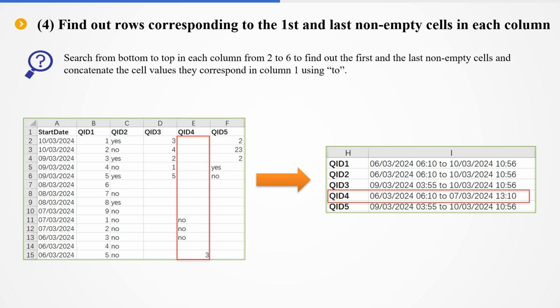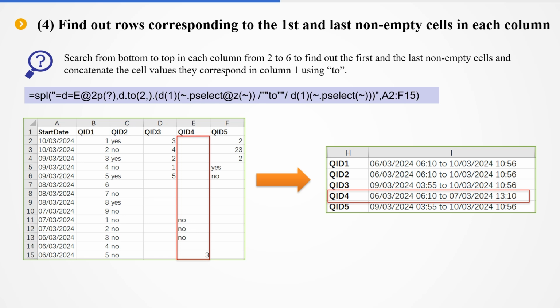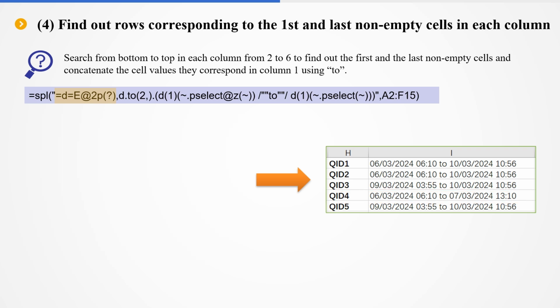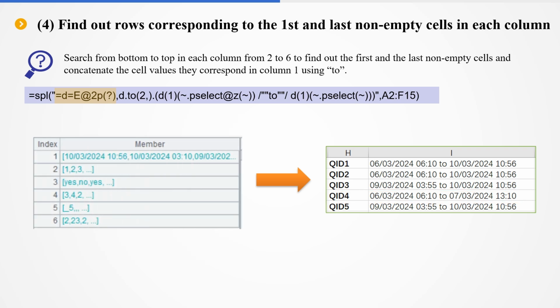In this example, we can regard each column of values as a sequence, and then find the position of the first and last non-empty values respectively, and finally take the values at the corresponding positions in column 1. Write the formula in cell I1. The function at 2p means transposing the two-dimensional sequence. After transposing, D becomes a two-layer sequence, with the date value as the first subsequence, that is, D1, and each of the remaining column values becoming a subsequence.